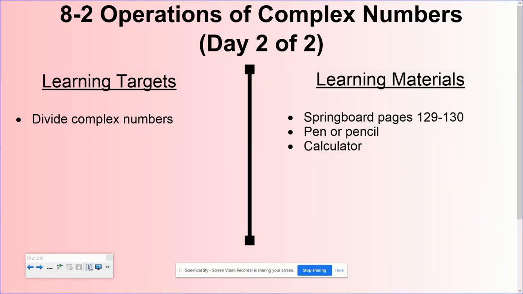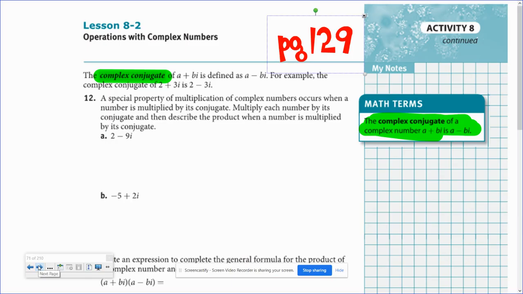Today we're going to finish section 8-2, our operations with complex numbers. So today what we're actually going to be doing is dividing complex numbers. We're still in that section 8-2 in our Springboard book, but we're starting on page 129 today. So you might need a calculator and of course something to write with.